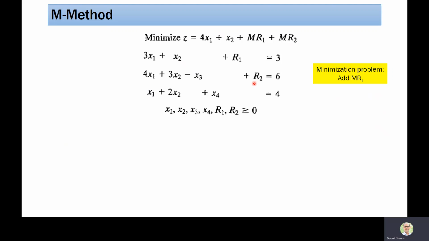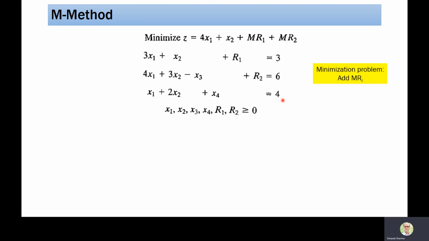This method says that as long as we are including these artificial variables, we have to penalize our objective function. Since it is a minimization problem, we are adding a penalty in terms of M into R1 plus M into R2. M is a very large constant value, and R1 and R2 are our artificial variables.